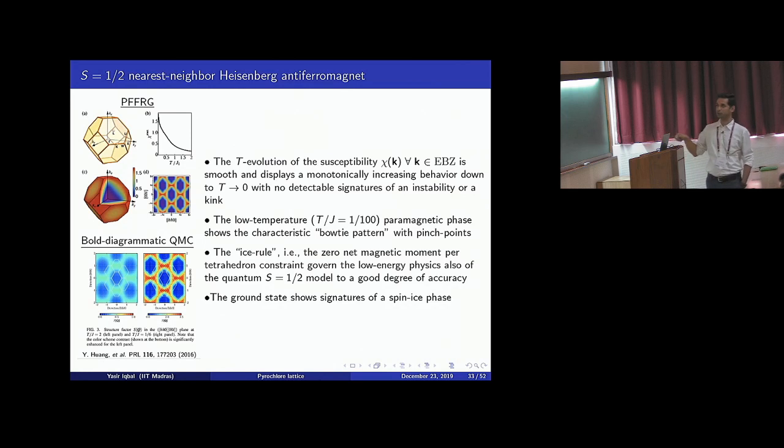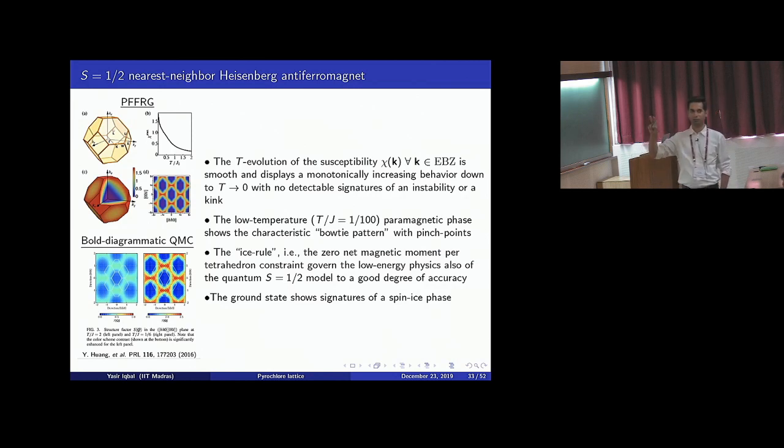And this happens not just for some high symmetry points in the Brillouin zone, but in the entire Brillouin zone. Remember, classically, if you take the Fourier transform of the exchange matrix, it has minima in the entire Brillouin zone. It's a degenerate state, right? So it's a highly degenerate state. And what we show is that at spin 1/2, quantum fluctuations do not lift this degeneracy. The system remains in a Coulomb spin liquid, and you get this approximate bow tie pattern with smoothened pinch points, right? Because the constraint in a quantum model can never be satisfied such that the magnetization is zero.